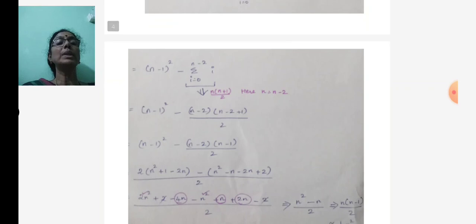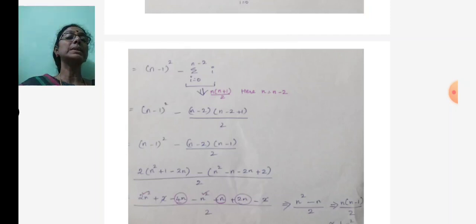So taking the 2 as common, using the mathematical formulation, we get 2 into n square plus 1 minus n minus of n minus 2 into n minus 1, which when we expand we get n square minus n minus 2n plus 2. So after simplifying all these things we get n square minus n divided by 2, which is more or less equal to n square. So this is the efficiency of bubble sort, order of n squared.